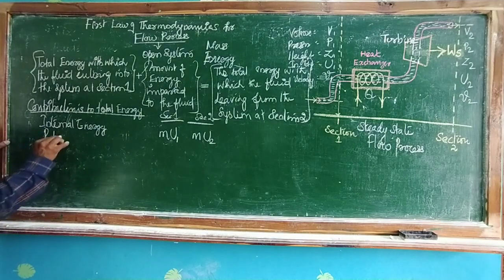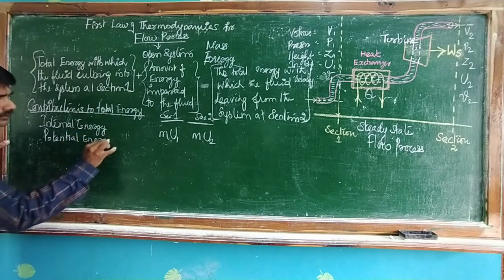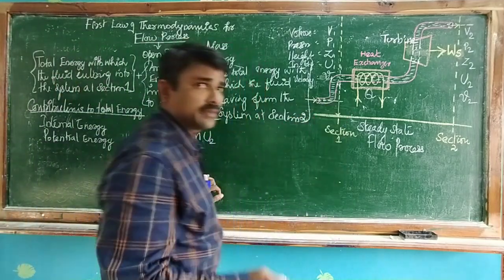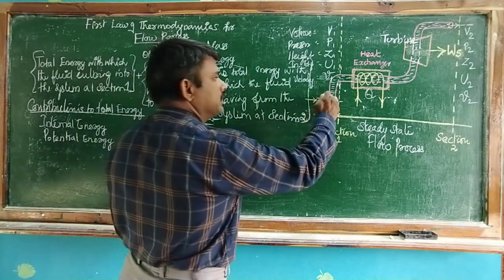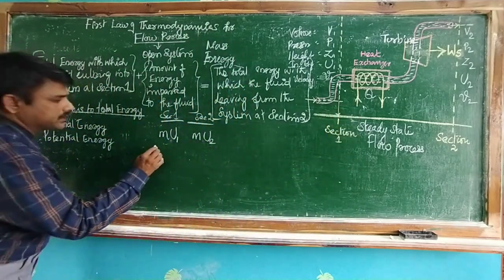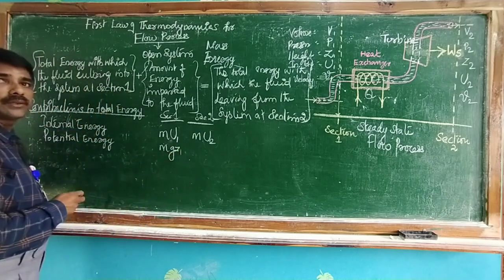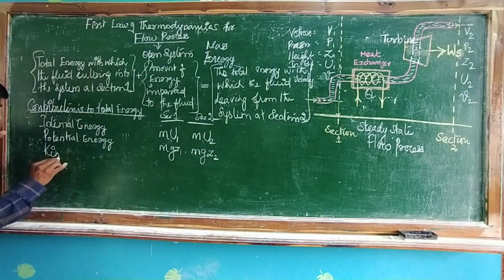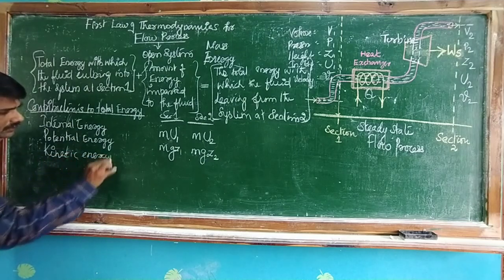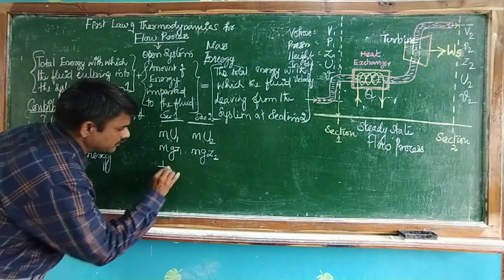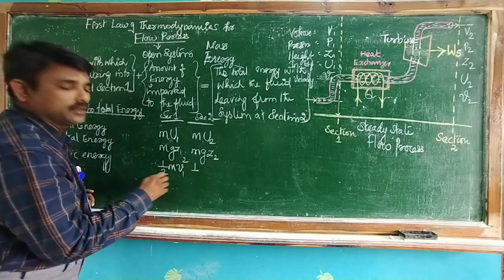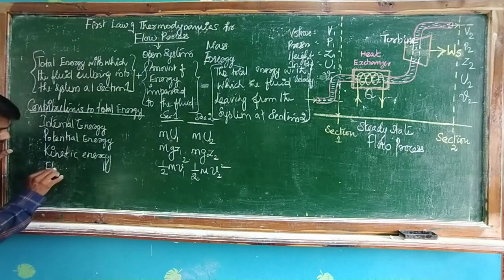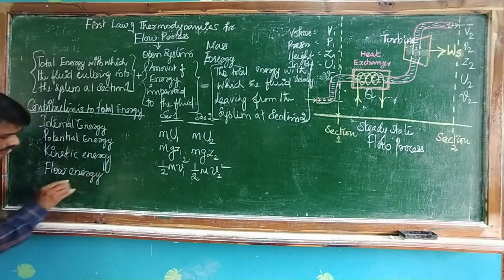Next, potential energy. This is the amount of work done against gravity to raise the fluid from the datum level to a certain height, Z1. So potential energy is equal to mgZ1 at section 1. Similarly, mgZ2 at section 2. Next one is kinetic energy. This is due to the velocity of the fluid: mv1 square by 2 for section 1. Similarly, mv2 square by 2 for section 2. Fourth one, flow energy or entrance work.